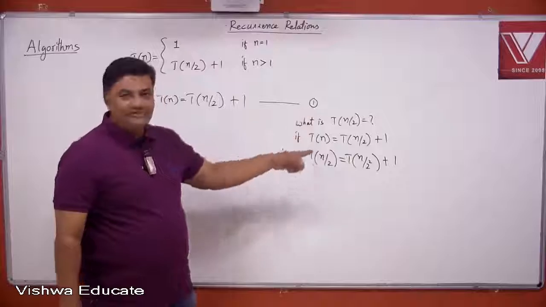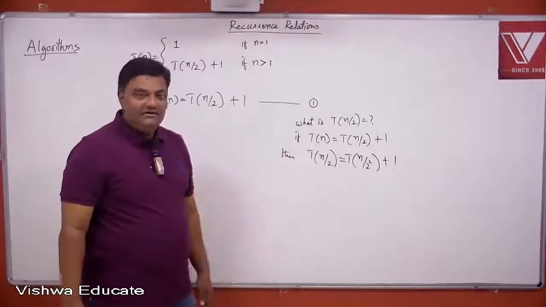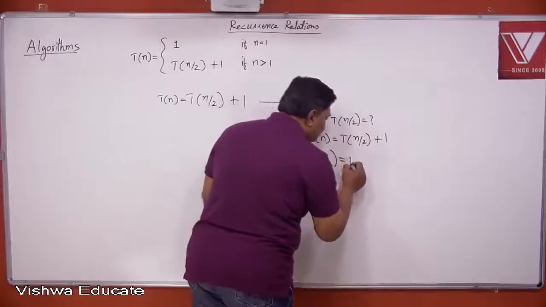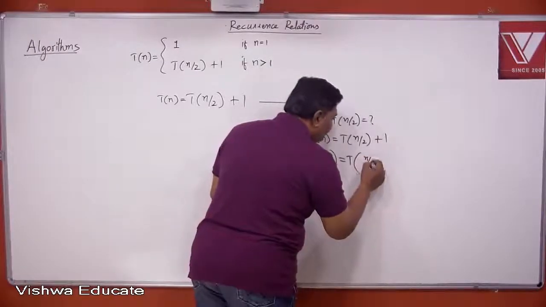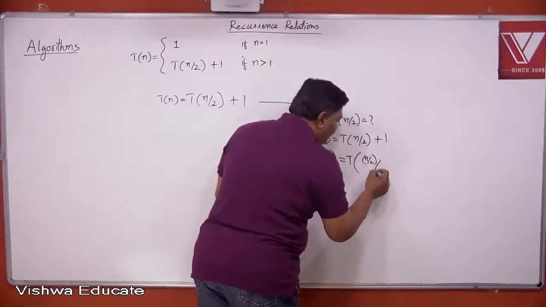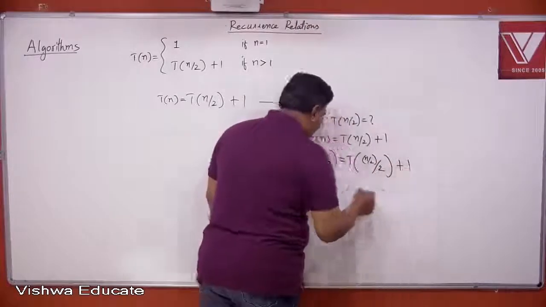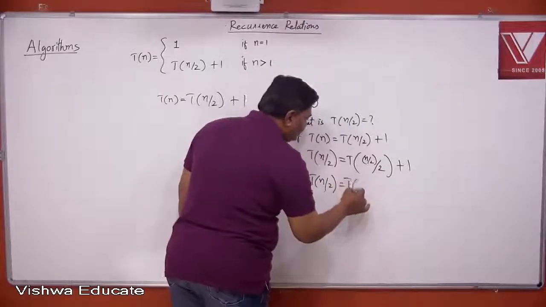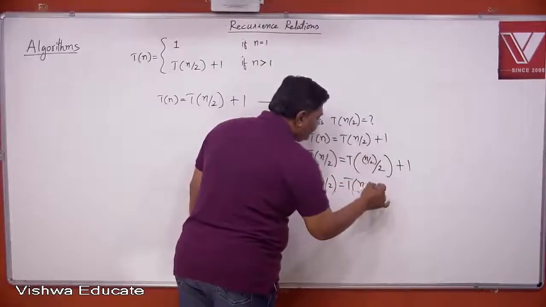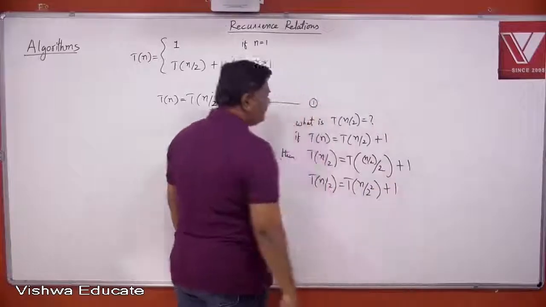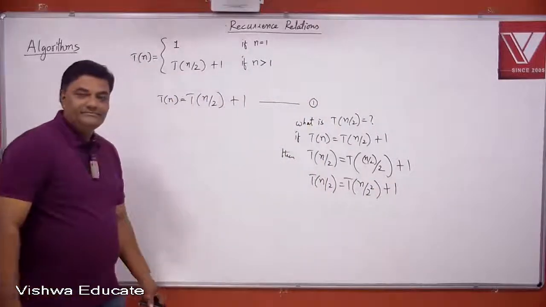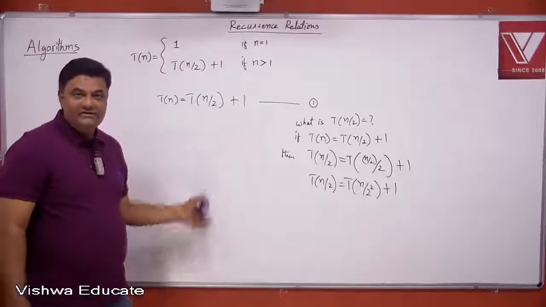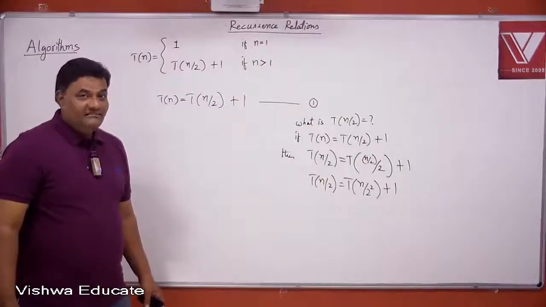Right? This is very important. So I'll elaborate it. T(n/2) is equal to T(n/2 squared) plus 1. This is important. If you understand this, then that is enough. The rest you can easily follow. This is an important topic.